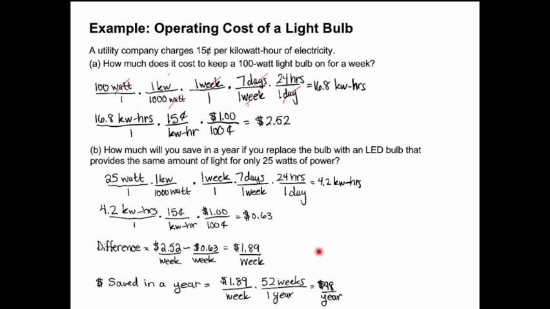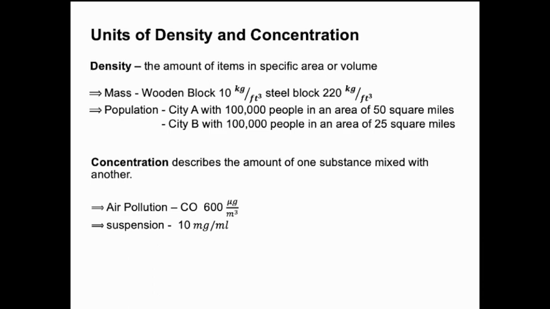$98 per year. The answer is actually $98.28, but I just rounded it to the nearest dollar. Just keep in mind when you're working through your homework to pay attention to the directions on how you're supposed to round your values. Now we're going to talk about the last topic in this lesson.